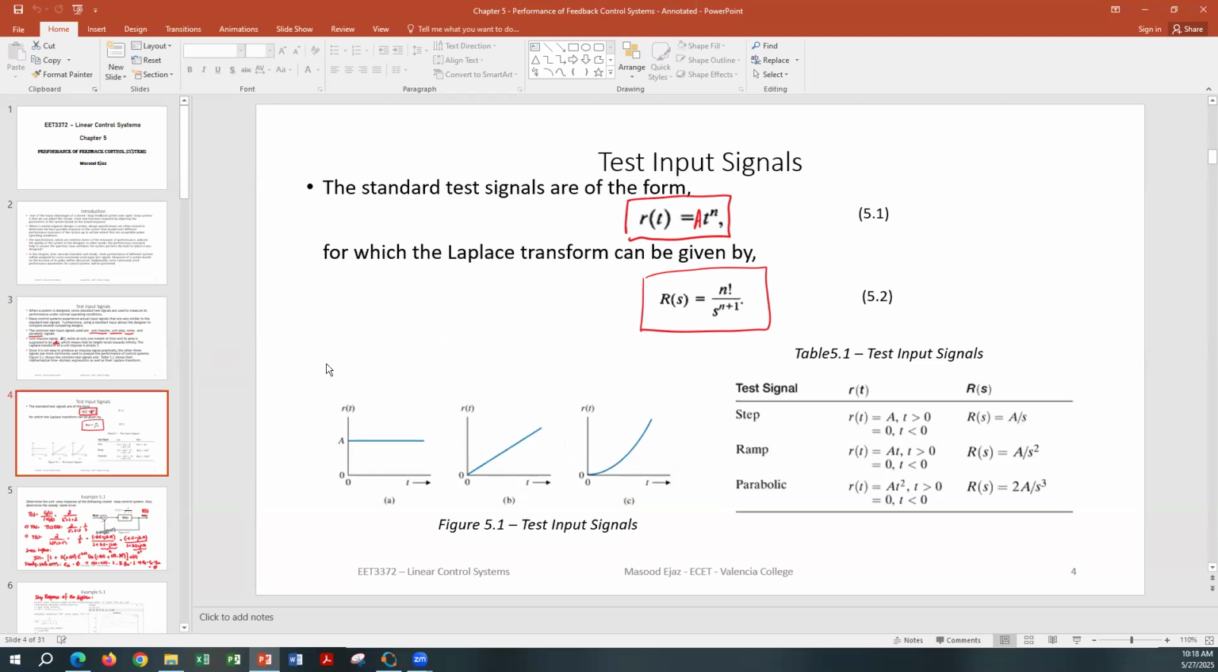And the nature of your input signals can be given by r(t) is equal to A t to the power n, where n equal to 0 is going to give you a unit step signal, n is equal to 1 is going to give you a ramp signal, and n is equal to 2 is going to give you a parabolic signal. And of course, the Laplace transform for each signal can be given by that expression, n factorial over s to the power n plus 1.